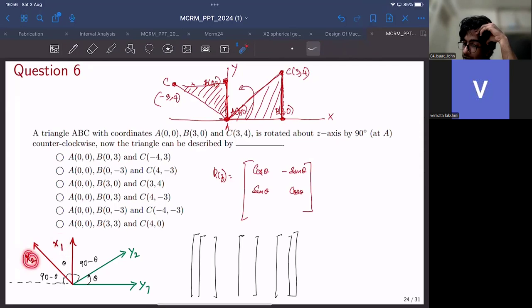That would be cos theta. Since x2 and x1 are unit vectors, it will simply be cos theta. Then the second element of the first column would be the dot product of x2 with respect to y1, right? That would be x2 x1 cos (90 minus theta). What would that be? Projection of x2 on y1.